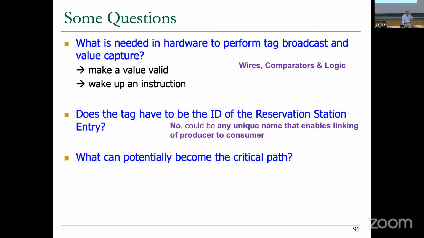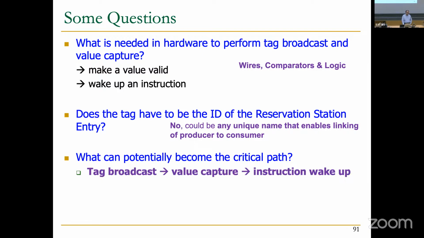So what can potentially become the critical path in this processor? As you can probably imagine, tag broadcasting, because there is a lot of communication, right? One instruction finishes the execution, and then we need to broadcast the value. So tag broadcast, capturing the value, updating them, and waking up instructions. The whole chain actually becomes the critical path of this out-of-order execution pipeline.